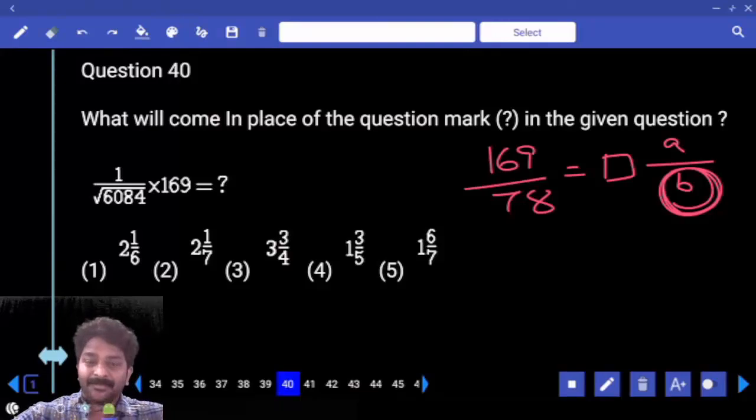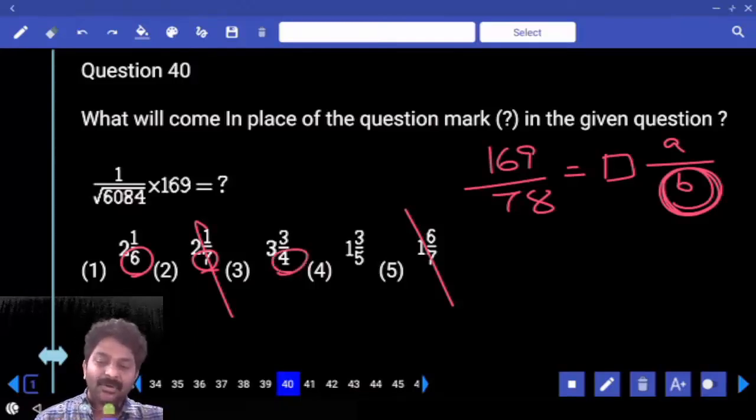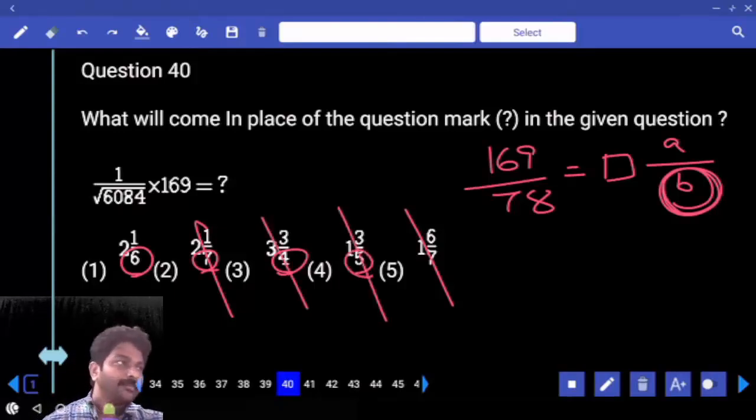Factor avali kada? First option, what is here? 6. Is 6 a factor of 78? That may be your answer. Is 7 a factor of 78? Second cannot be your answer with the same logic. Fifth also cannot be your answer. Correct? Is 4 a factor of 78? And next? No.